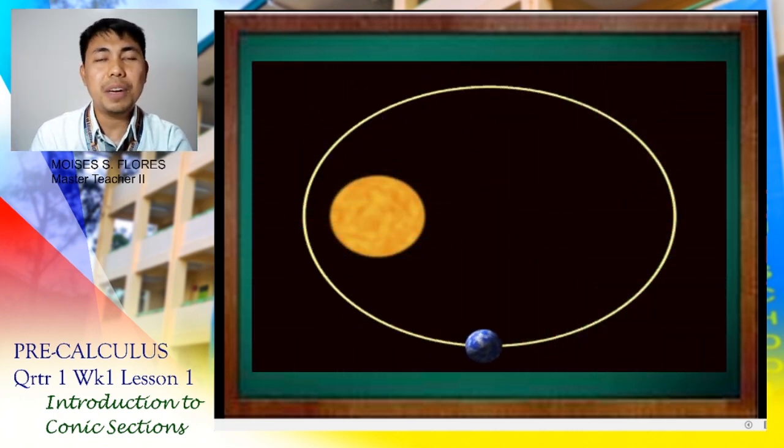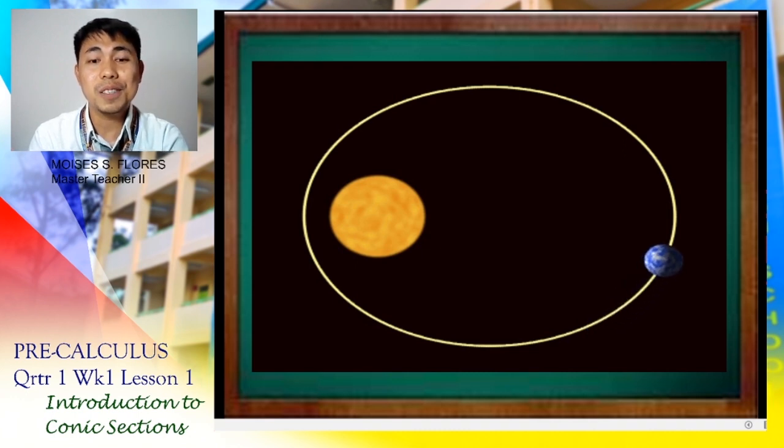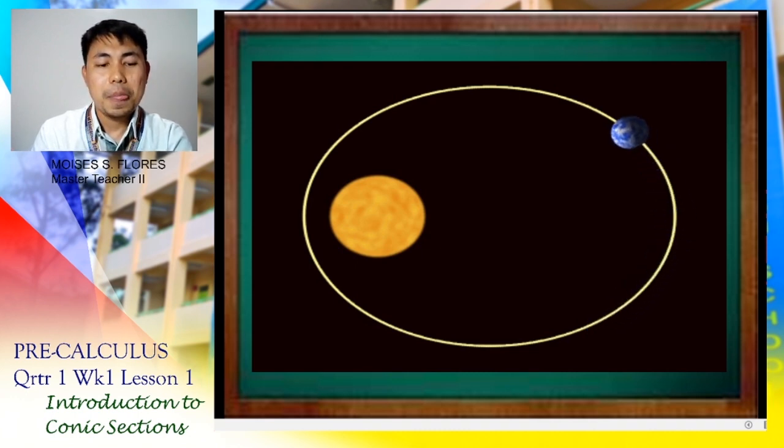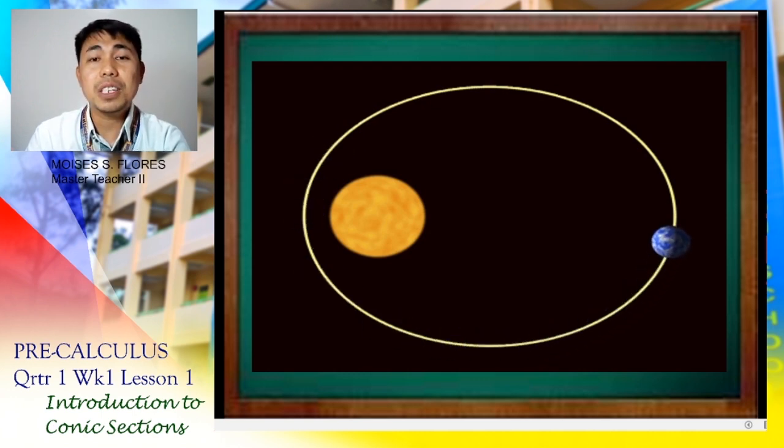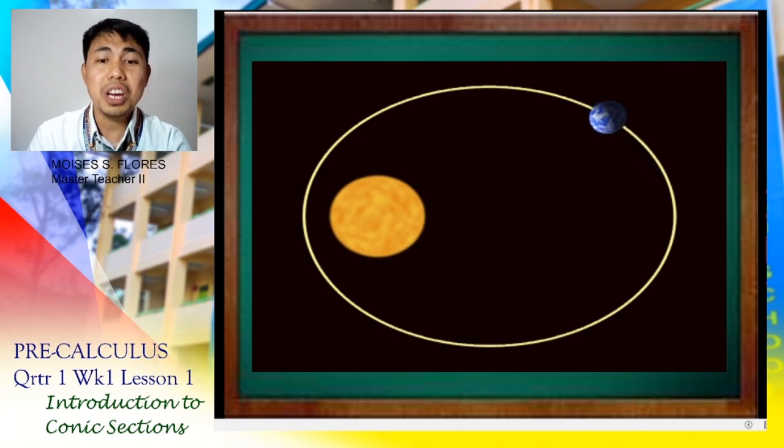Before we name it, consider these examples. Now, the diagram is an orbit taken by the Earth around the Sun. And what is its shape? Its shape is an ellipse.